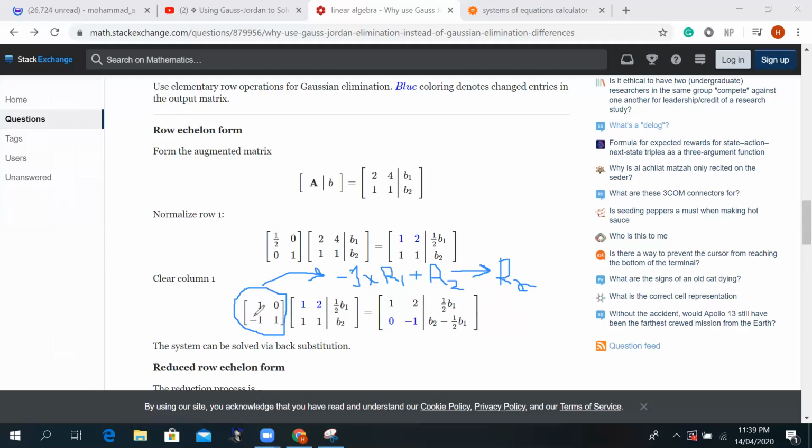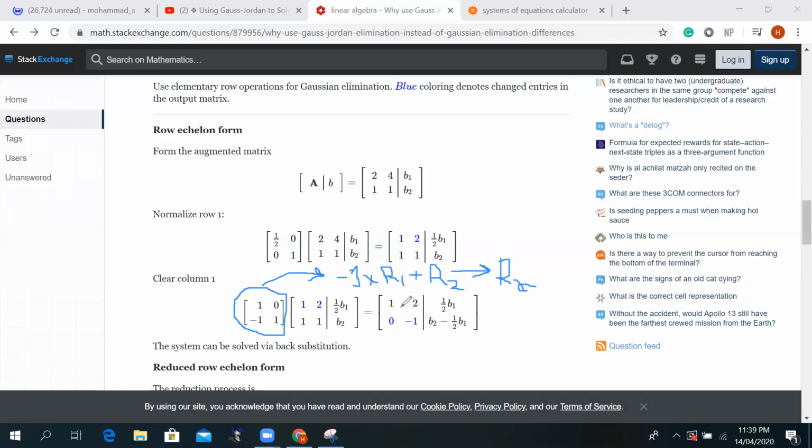Here I'm doing minus 1 times R1, and this one is 1 times R2, and now they are added. So minus 1 times 1, 2, and 1 times the second row, 1, 1, and then they are added. And I got this whole row: 0, minus 1, b2 minus 1 half b1. But the good thing is that this particular part becomes 0.